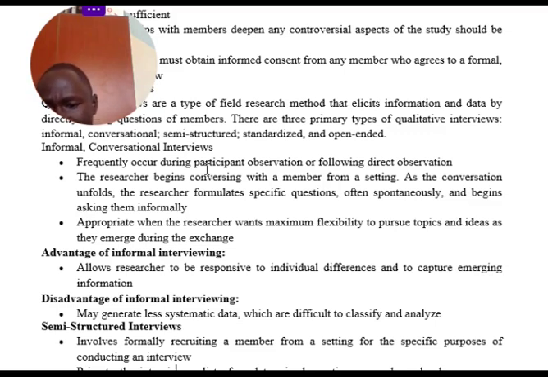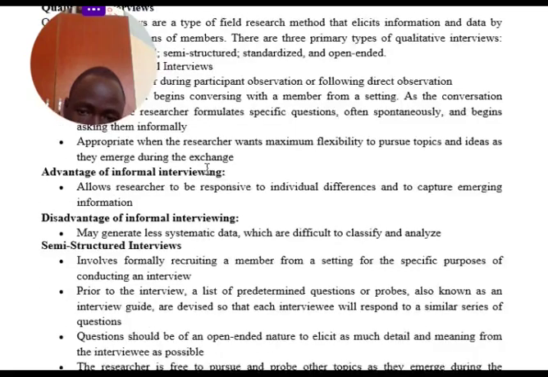And then the disadvantages, they are saying that it generates less systematic data. In other words, it gives less information from the field. So there is some information that may be missing out depending on someone who may be delivering the information to you, in the form of capturing that information. They are saying that also it is difficult to classify and analyze the information once somebody is narrating to you those stories or that information. That's what we call the informal interview method of data collection.